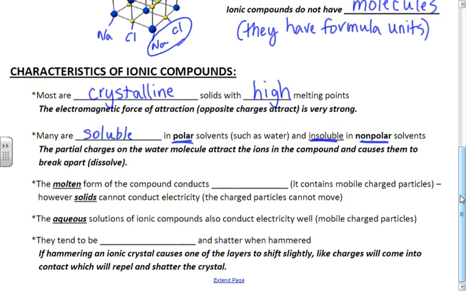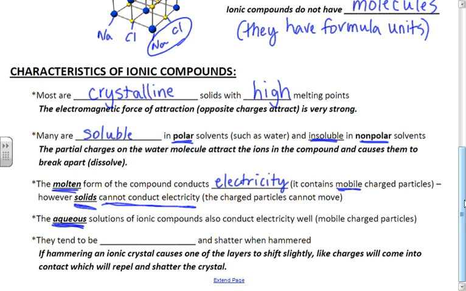If we melt an ionic compound, if we do get it hot enough to melt, then that will allow it to conduct electricity because we're separating the positive and negative ions from one another, and those charged particles are free to move. Mobile means they can move. But if it's still in the solid form, solids cannot conduct electricity. The positives and negatives are locked into place. They're not going to be free to move about. If we have an aqueous solution, that's whenever you dissolve the ionic compound in water, then that will also conduct electricity. When you dissolve it, you're getting the positives and negatives loose, free to move around.